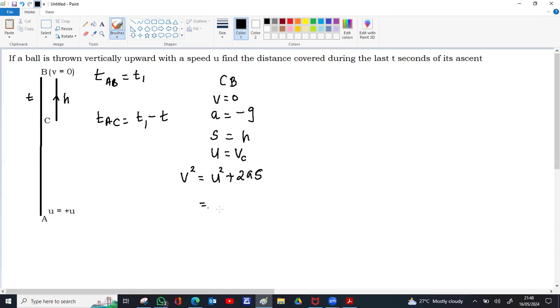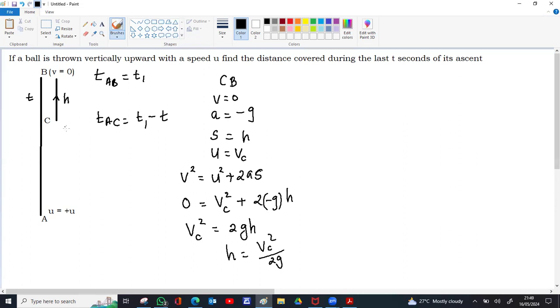So this gives 0 equals Vc square plus 2 times minus g times h. So 2gh goes to the left side. So Vc square equals 2gh, or h equals Vc square by 2g. So you can find the value of h by getting Vc square.